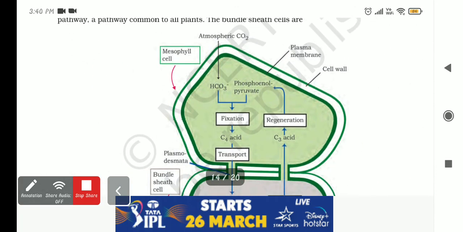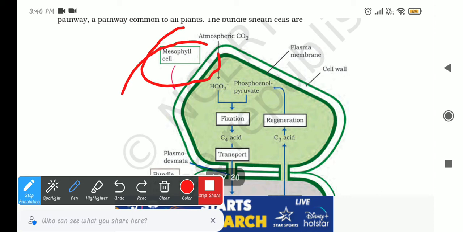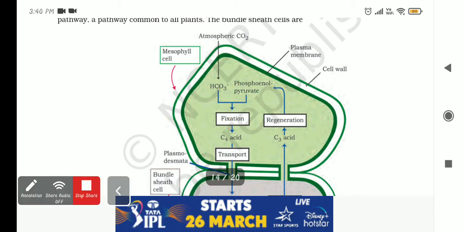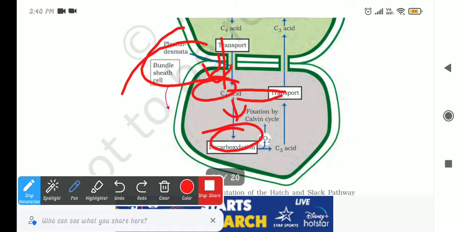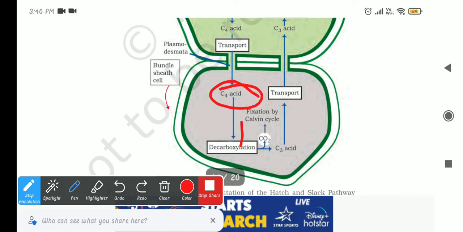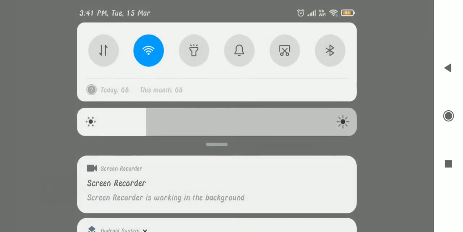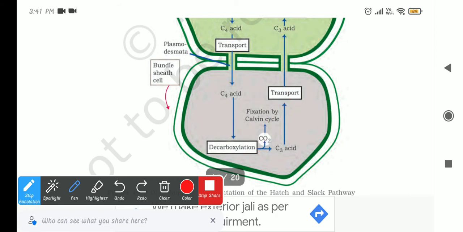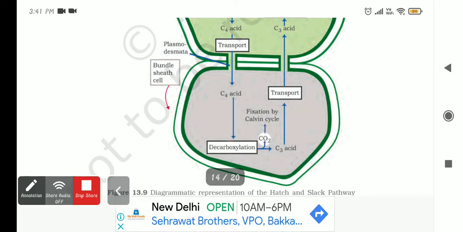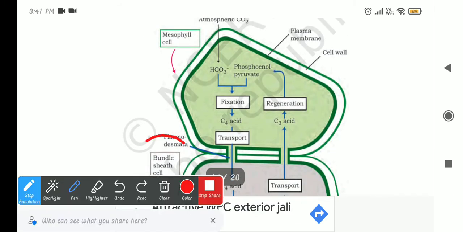So look here, what is happening? This is the mesophyll cell, and here we take CO2 from the atmosphere. It leads to phosphoenol pyruvate fixation, the C4 acid is transported, and here there is decarboxylation of the C4 acid. When CO2 is released, the 3 carbon molecule is transported back, and this process will continue. The first carboxylation is happening in the mesophyll cells, and the second is happening in the bundle sheath cells.